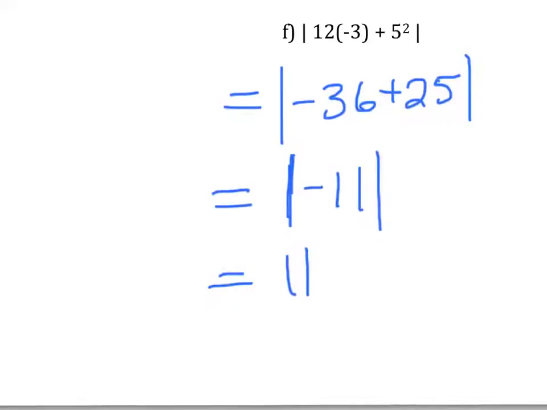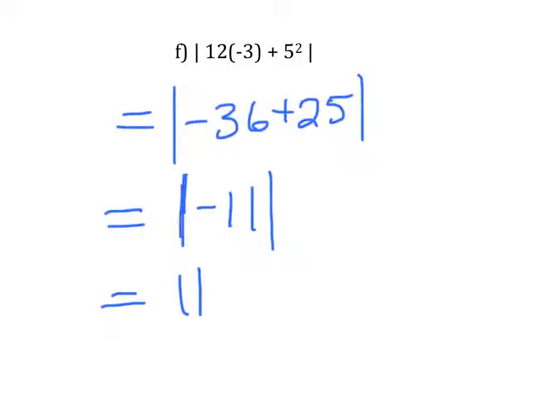And our last question. So we want to evaluate this 12 times -3 first. That gives you -36. Your 5 squared gives you 25. So you've got -36 plus 25. That's all in the absolute value sign. You've got -11 right here after you evaluate this. And taking into account your absolute value sign, you end up with +11.